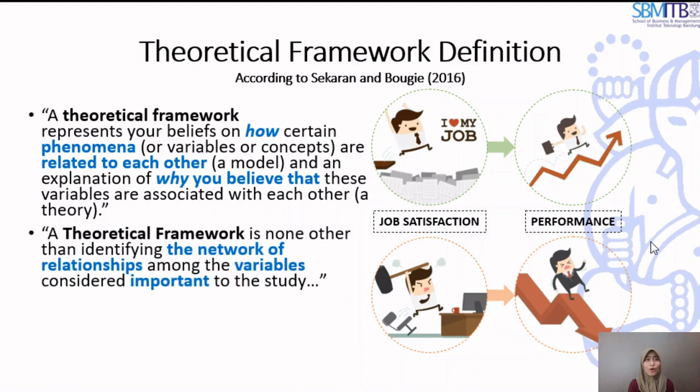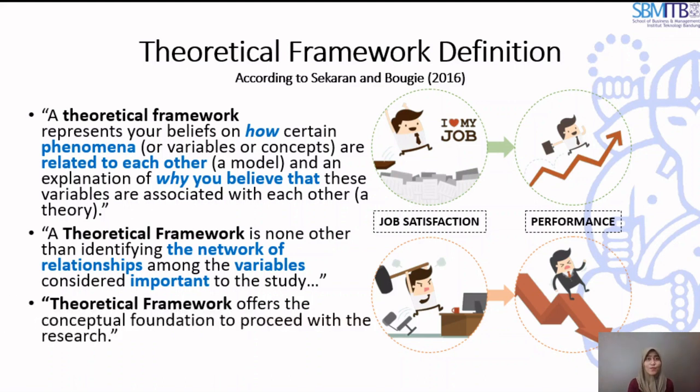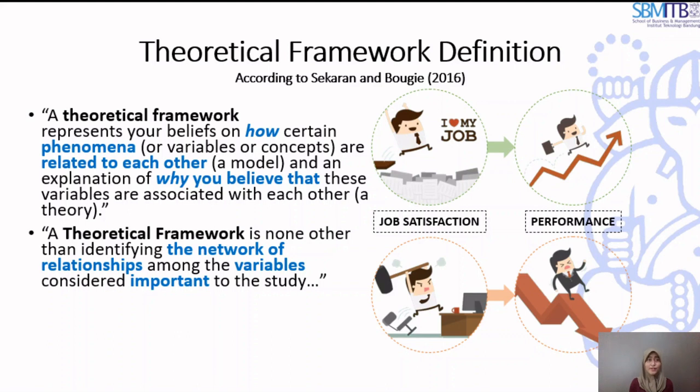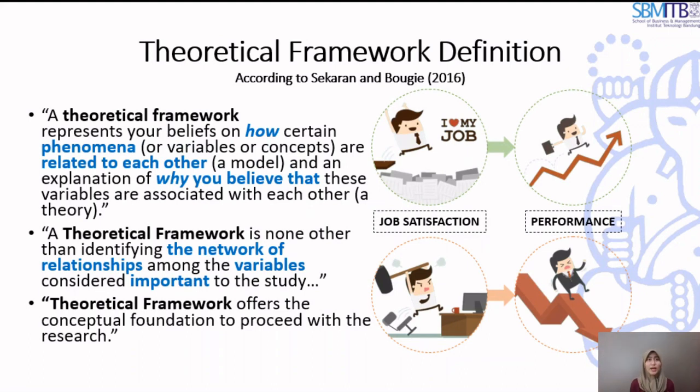In a simpler way, we can say that a theoretical framework is none other than identifying the network of relationships among the variables considered important to the study. Now that you are able to identify the relationships among the variables and have supporting arguments from previous research, you still need to prove it. It is where the data take place to give you evidence for your argument. Given this point, a theoretical framework offers the conceptual foundation to proceed with the research.